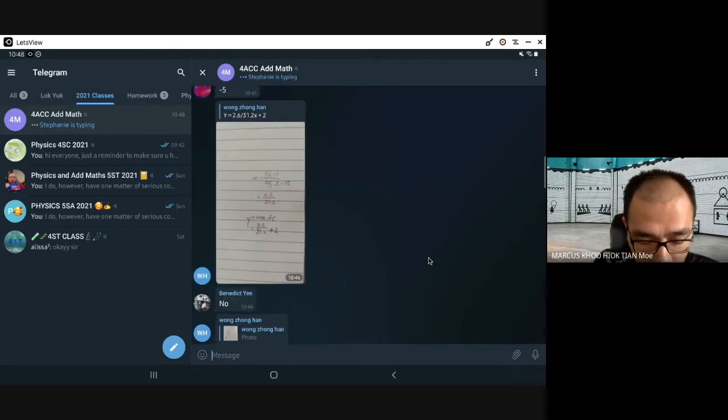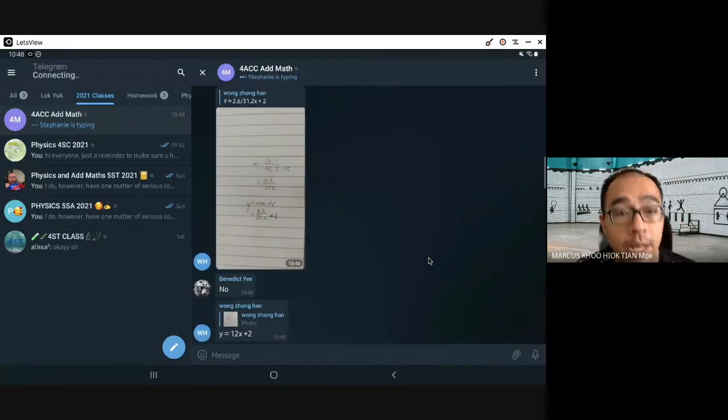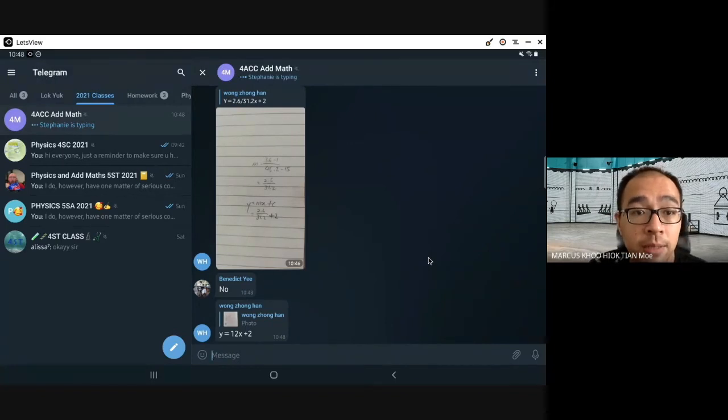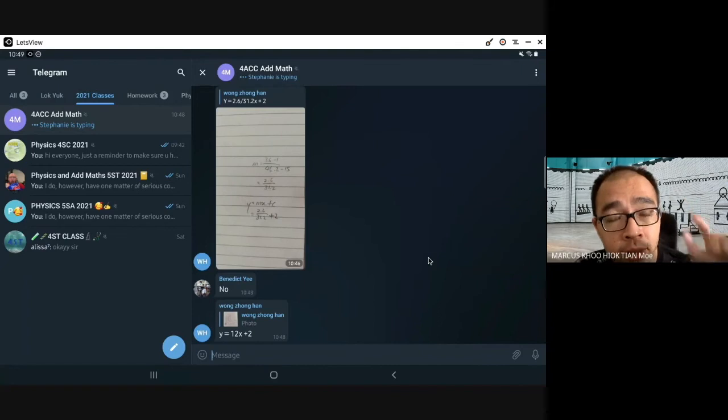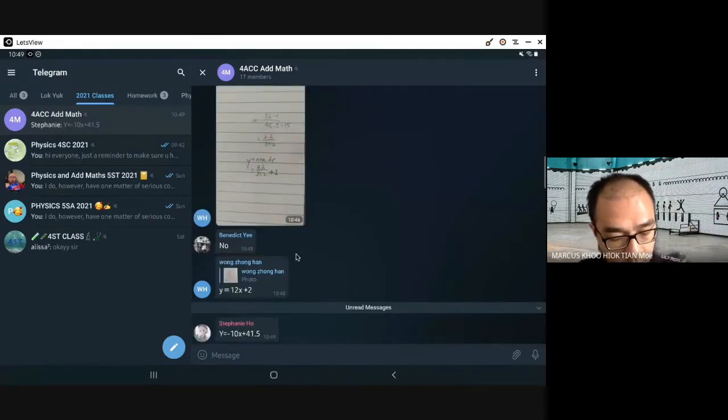12x plus 2. Let me see. Wei Zhen's one is 25 over 2x plus 3 over 2. Okay, yes. This is a much better answer. Okay, 12x plus 2. So Zhong Han, remember, when you calculate the gradient, y is on top and x is at the bottom. Okay? All right, question number 1 settled. Question number 3 settled. Now question number 2. What happened? Benedict, Stephanie, Freya, any feedback, any answer for me? Y equals minus 10x plus 41.5.